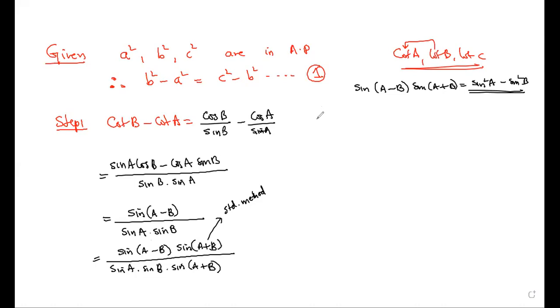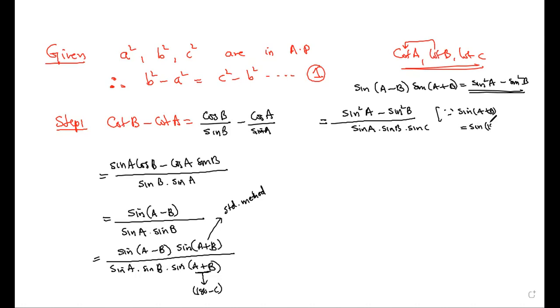Now tell me what the numerator became? Sin square A minus sin square B, and the denominator became sin A sin B, and this we will write as sin of 180 minus C, which is sin C. Since sin of A plus B is sin 180 minus C, which is equal to sin C. What I am doing is trying to get cot B minus cot A in terms of small letters. Now we can apply everything in small letters by applying the sine rule.